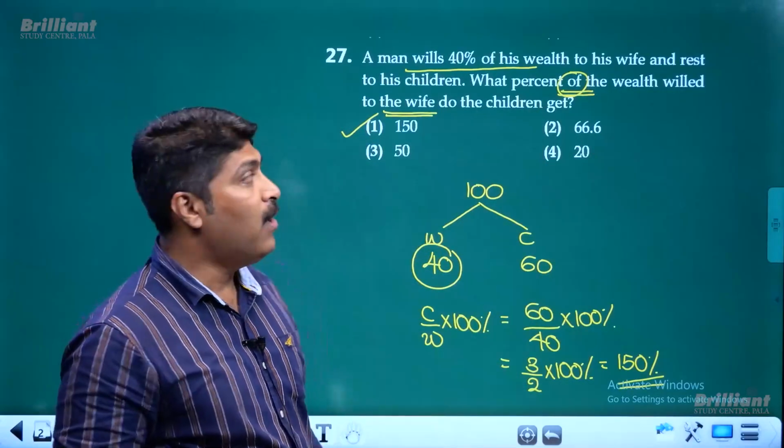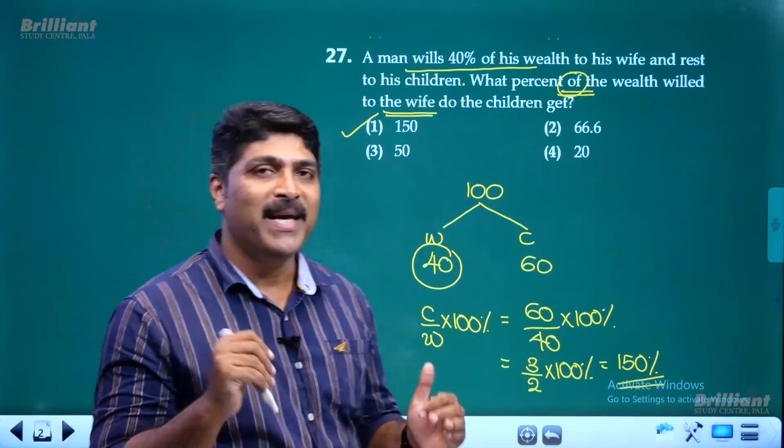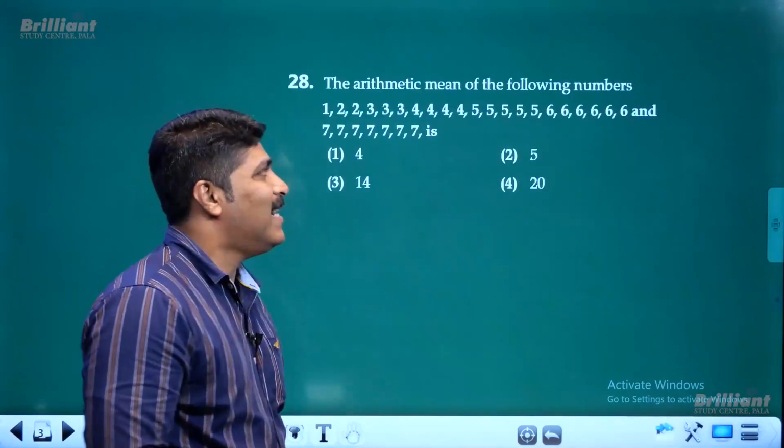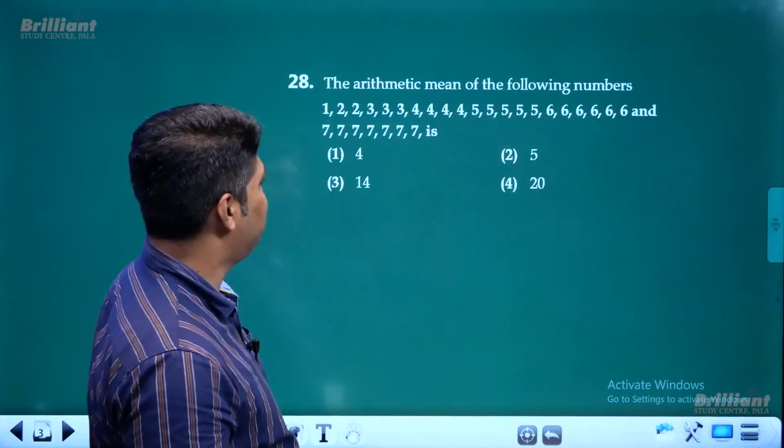There you have to consider this keyword "of". Immediately after "of", which value occurs? That should be the base of the operation. That's a simple trick here. So it's another tricky question from numbers.